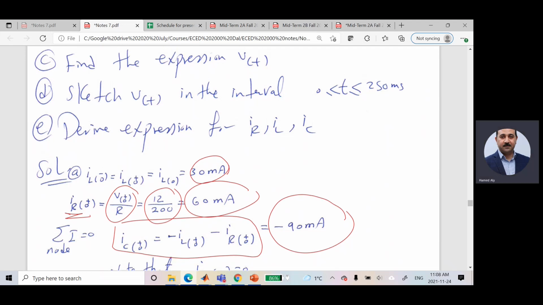This is IC of 0 positive. What about IC of 0 negative? Is it the same for the capacitor? No, it's different. What's its value? It was 0 because the capacitor was charging at that time. Am I right? The capacitor was looking like an open circuit and it was charging. So I have already calculated all the initial currents that he asked me about. Any questions for that?